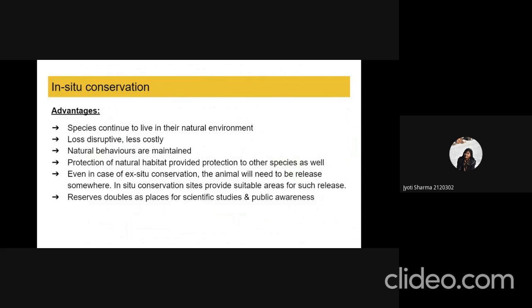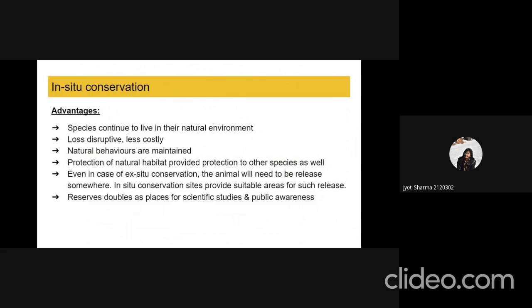Then the protection of natural habitat provides protection to other species as well. Suppose this is a protected area for some endangered species, being the umbrella species; because we are protecting that area, it may happen that some other species may also be protected by it.